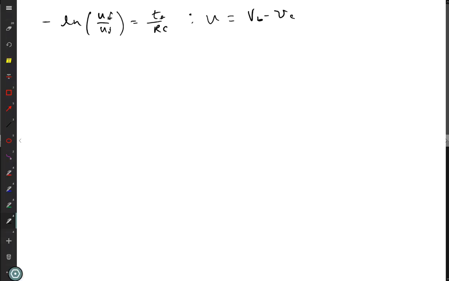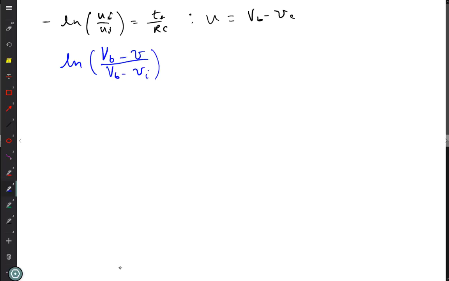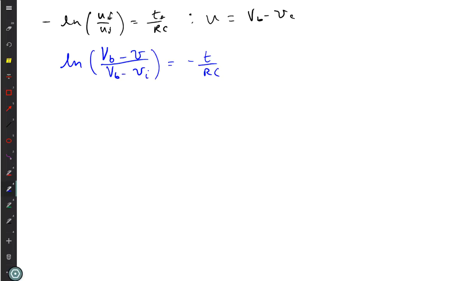Let's move the minus sign across in the same motion. Are you comfortable moving the minus sign across? Thank you. So I'm going to have natural log of VB minus V, and I'm dropping the F. The final is whenever I want to know. Divided by VB minus V initial equals minus T over RC. Now there's really only two steps. You have to get rid of the natural log and then you just solve for V.